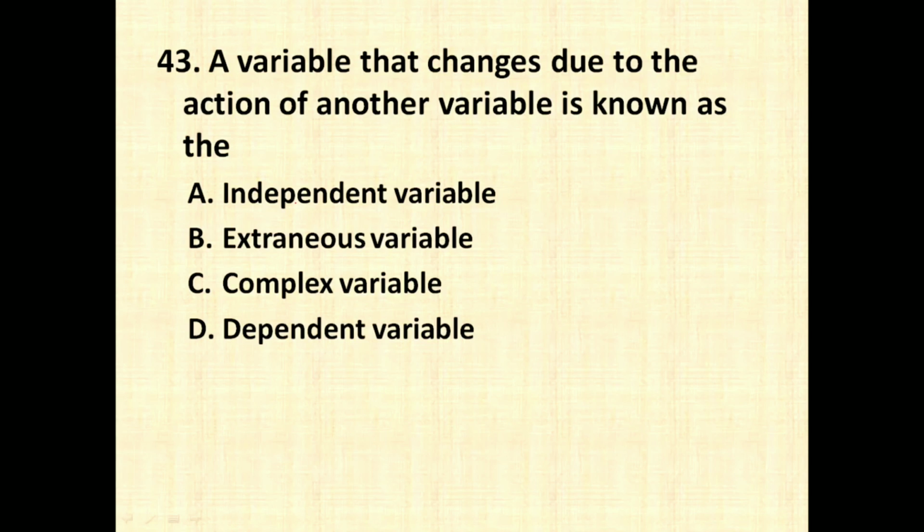A variable that changes due to the action of another variable is known as independent, extraneous variable, complex variable, dependent variable. So option number D, dependent variable, is the right answer. The value of the dependent variable is dependent upon the independent variable. So as the independent variable changes, the dependent variable also goes on changing. For example, number of studying hours and your marks. Here your marks are the dependent variable and number of studying hours is the independent variable. The more you study, the more will be your marks. This is how independent and dependent variables work.